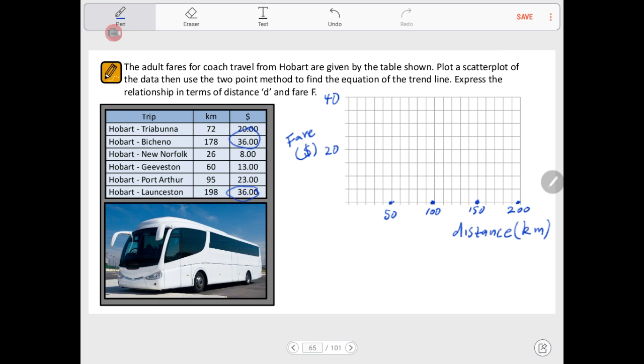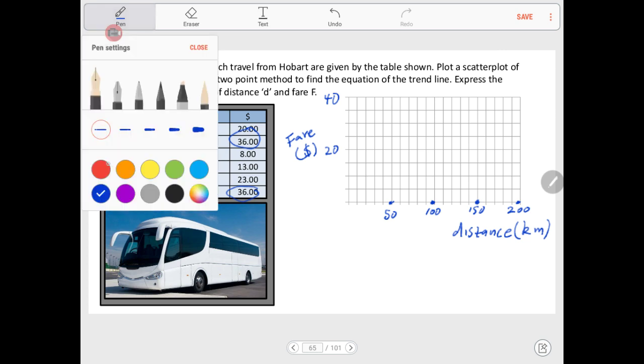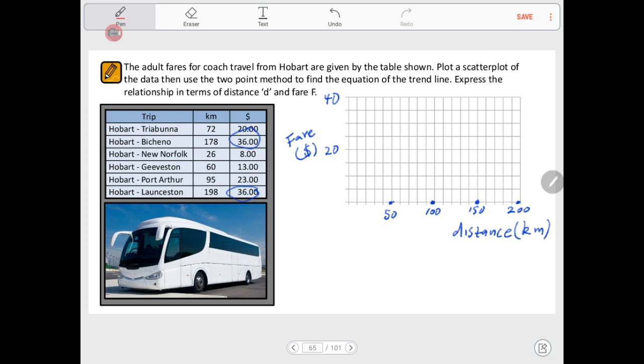Right, so now let's plot the points. So I'll change to a different colour for this bit. Go to red, and we've got 72 kilometres costing $20. Now, like in the last example, it's not all that easy to be highly accurate finding the number 72 for distance, but that's just near enough. The $20 though, that's right on the line, so that's a decent enough spot for that one. Close enough. Okay, 178 and 36.